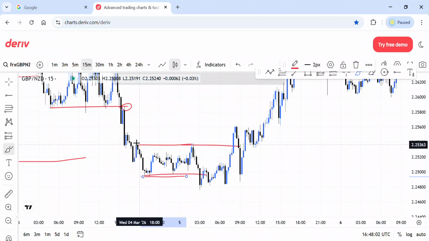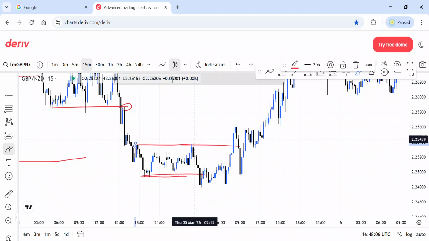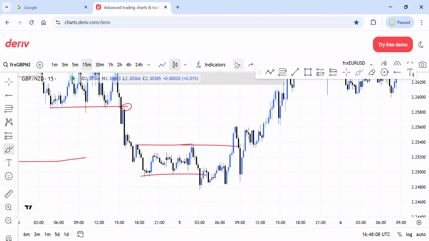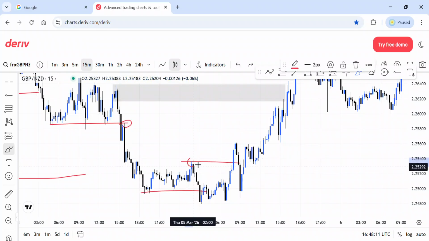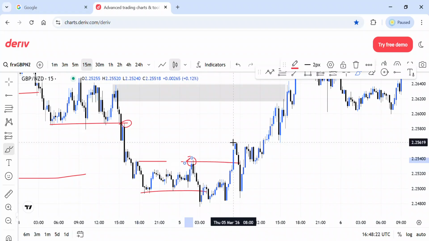Then since market has cleared this liquidity, breaking this low to the downside, it has automatically turned this high to a protected high. Why? Market has taken out liquidity. So it has automatically turned this high to a what? To a protected high. So you see market breaking it is a choke. That is a choke automatically.